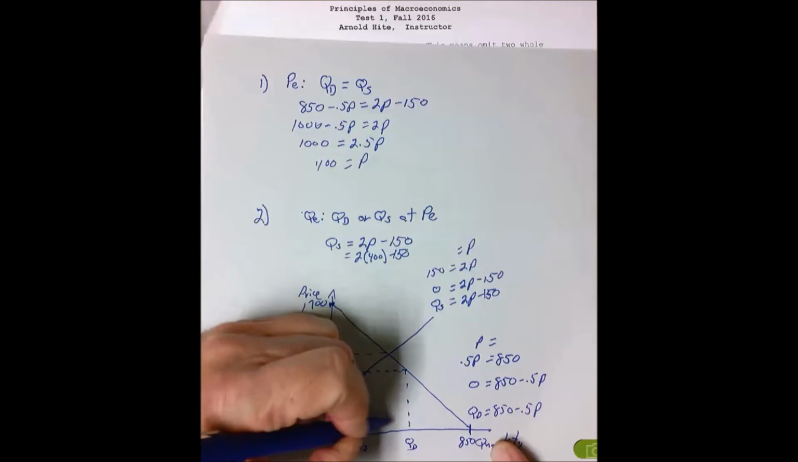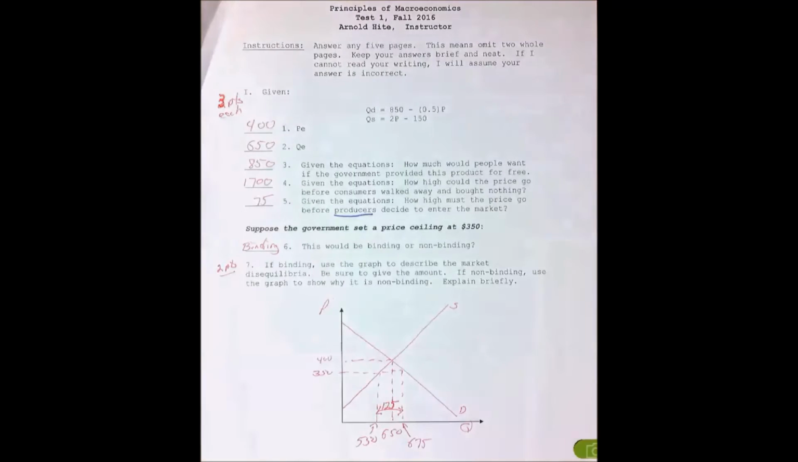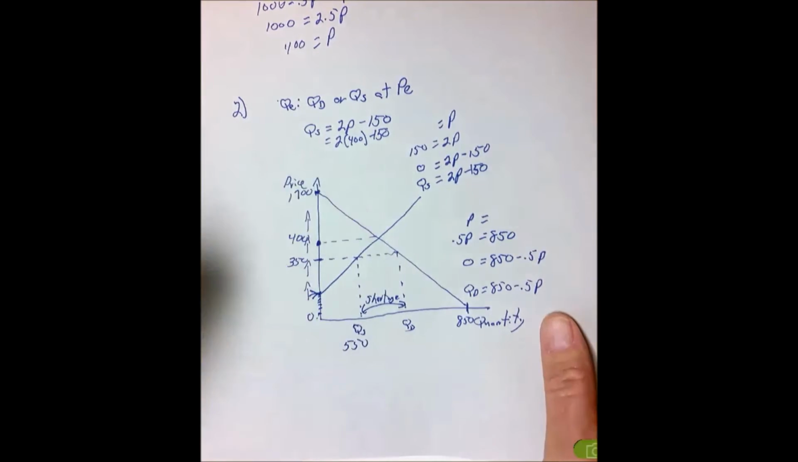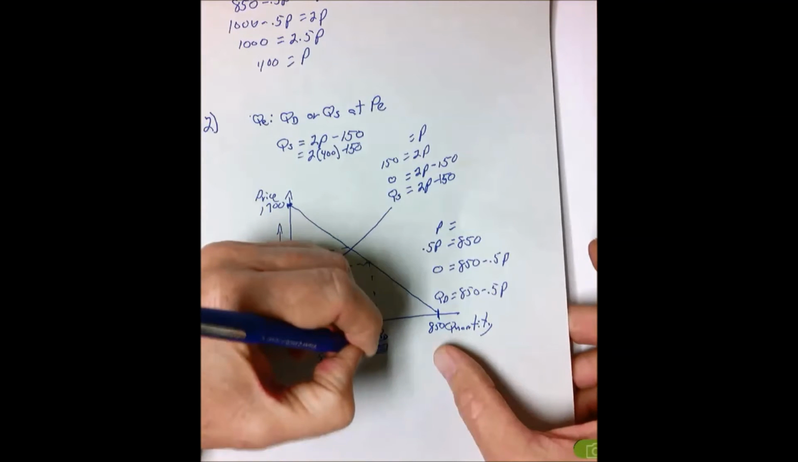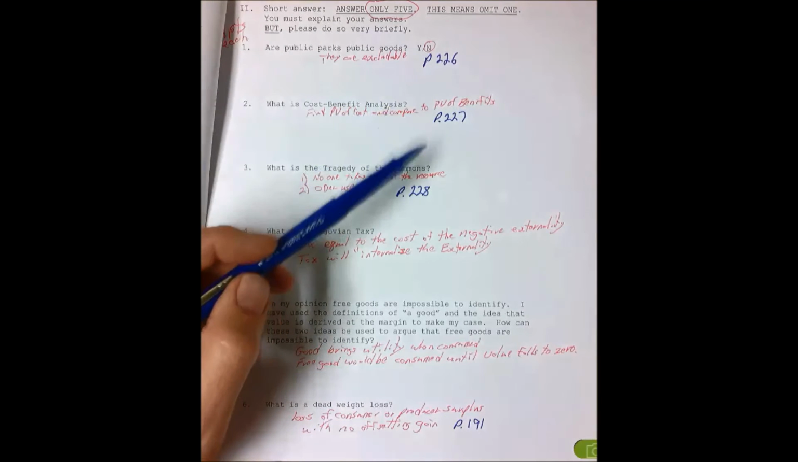And the difference between them in this case would be a shortage. And we can figure out what those things are. It turns out that if you put 350 into the supply equation, you get 550 for this number. And if you put 350 into the demand equation, you get 675 for this number. And then the shortage is the difference between them, which is 125. I've marked here where these answers can be found in the book.